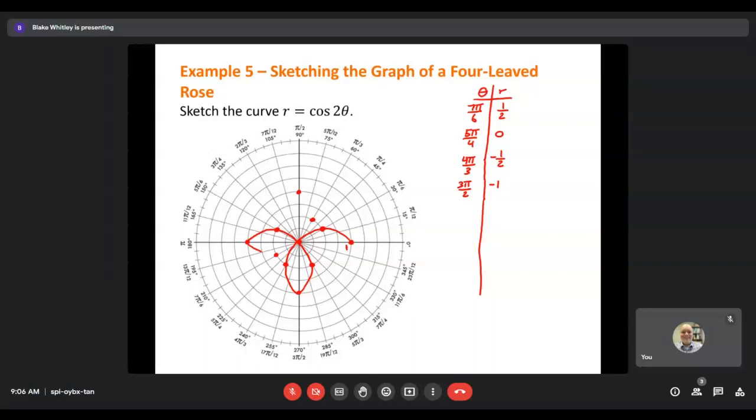So if I connect these, you're going to get that. And so it's starting to come together, right? You might see what the final product is going to look like now. 5 pi over 3. We get negative 1/2. 7 pi over 4 is 0. 11 pi over 6 is positive 1/2. And 2 pi should be back to 1.